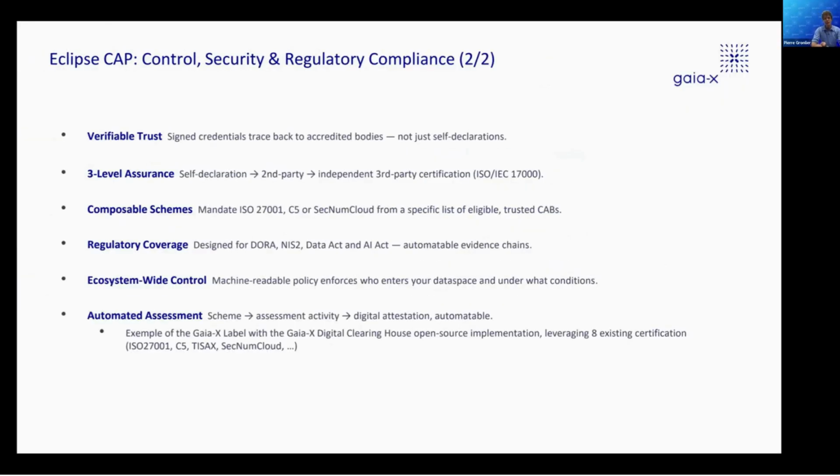So how did we enable this machine readable version of the ISO 17000 standards? Well, we based the Eclipse CAP on verifiable credentials. The same verifiable credential format from the W3C, which is also being used in the other standards from the Eclipse Dataspace Working Group. So there is a technical interoperability at that level.